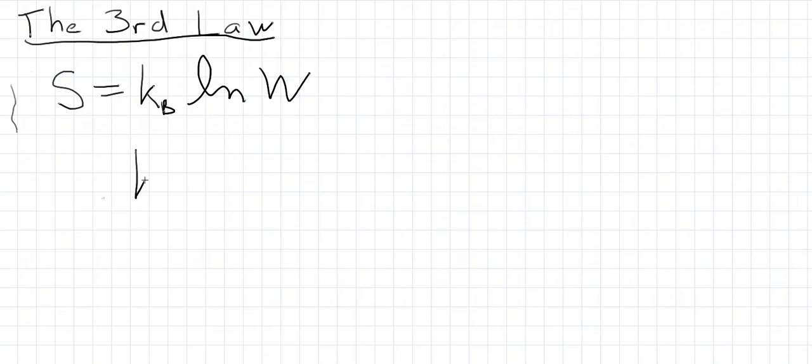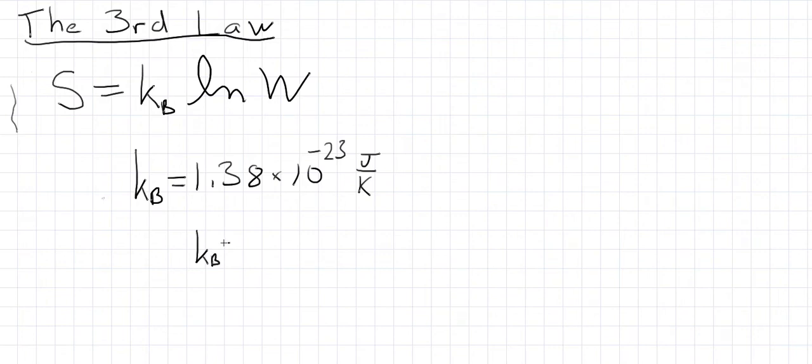So first, let's do Boltzmann's constant. Boltzmann's constant is just 1.38 times 10 to the negative 23rd joules per Kelvin. If you just need Boltzmann's constant, you can come up with it yourself. It is just the universal gas constant divided by Avogadro's number. So it's sort of a universal gas constant per molecule. You can think of it that way instead of being per mole.